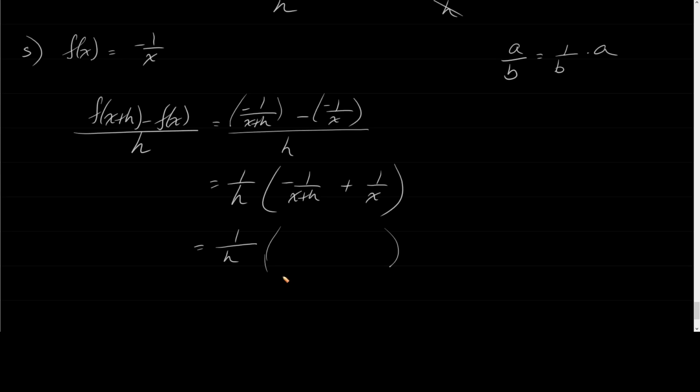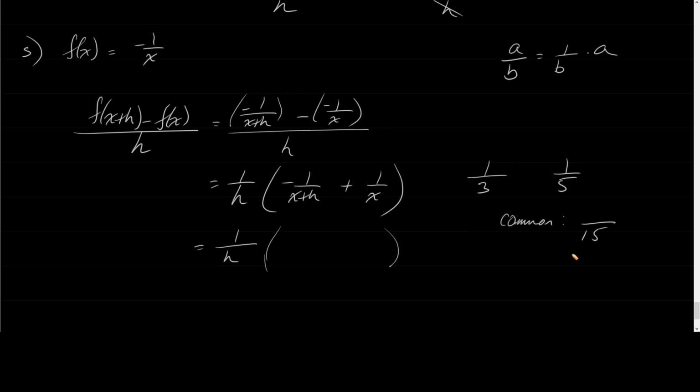A common mistake here is to think that the common denominator is x plus h. That's not the common denominator. Let's think about it. So if I had something like 1 over 3 and 1 over 5, well, the common denominator would be 15, right?